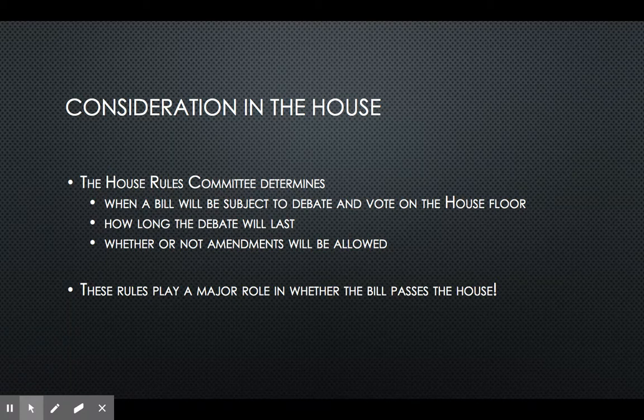So these rules that are determined by this House Rules Committee play a major role in whether or not the bill is going to pass out of the House.